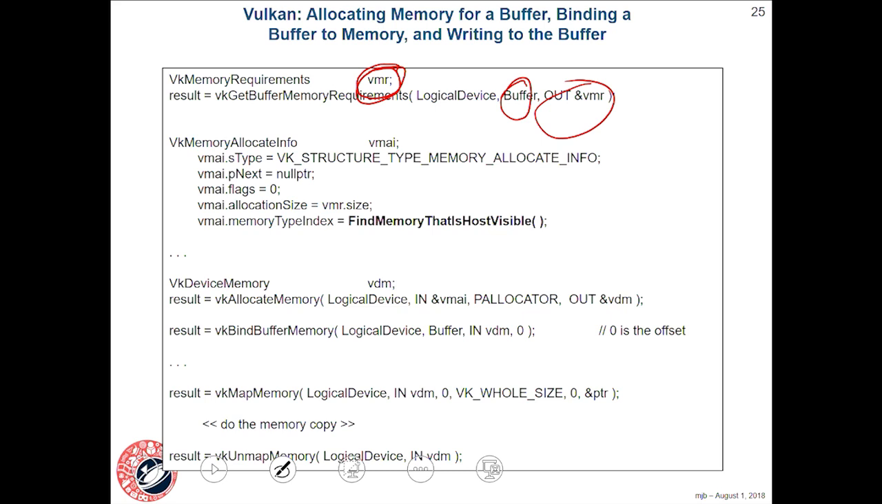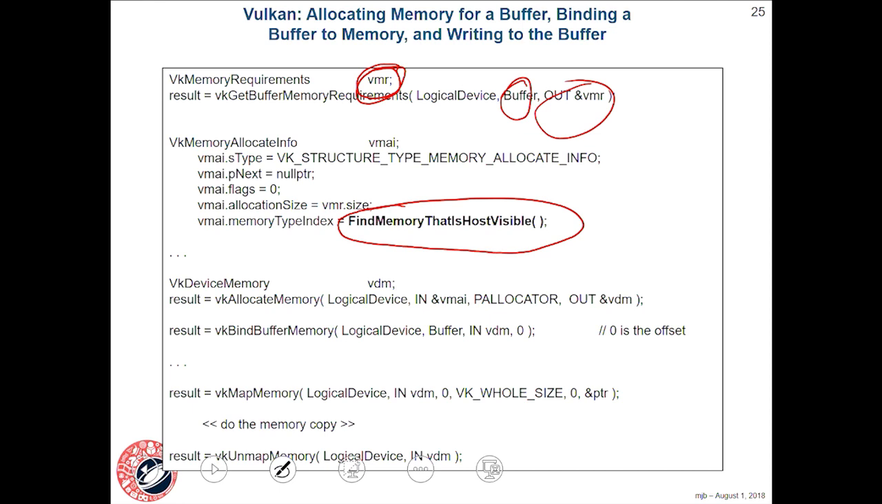And Vulkan breaks up your memory into really two pieces. Some of the memory is visible to the host. Well, that's memory you're going to write from your application over to the graphics card. And there is code to do that. This is one of the few places where the sample has a little helper function: find memory that is host visible. It simply looks at some flags and says, oh, this bank is visible to the host. I will use that for this.